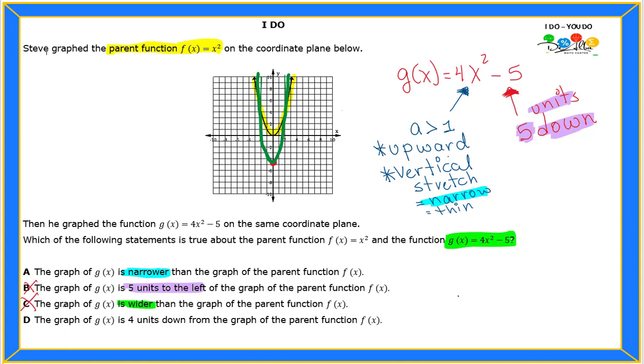And the last one says, the graph of g of x is 4 units down from the graph of the parent function. Is that true? Are we going 4 units down? No. We're actually going 5 units down. So no, that's not correct. Therefore, my answer for this is letter A. Very good. That's our answer.